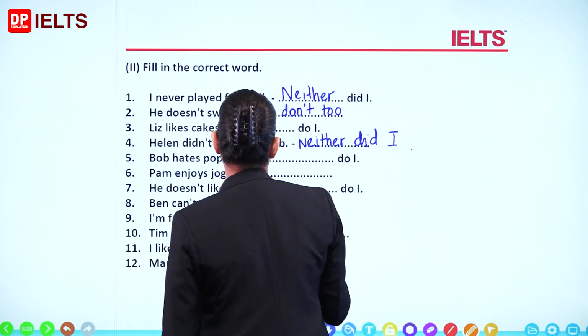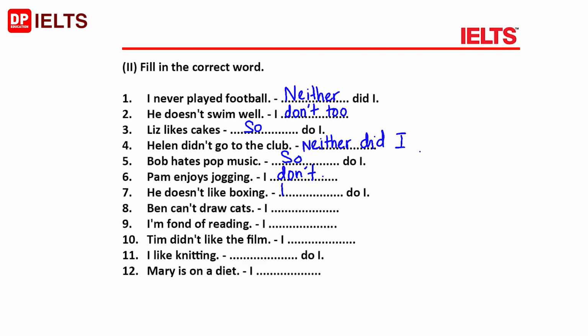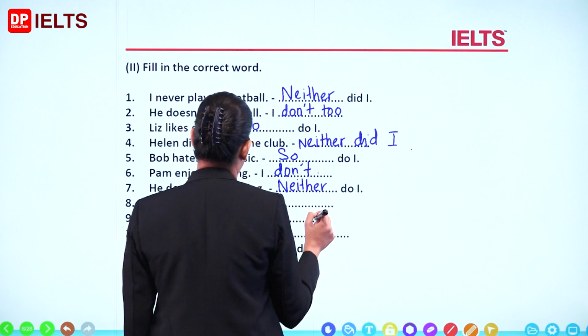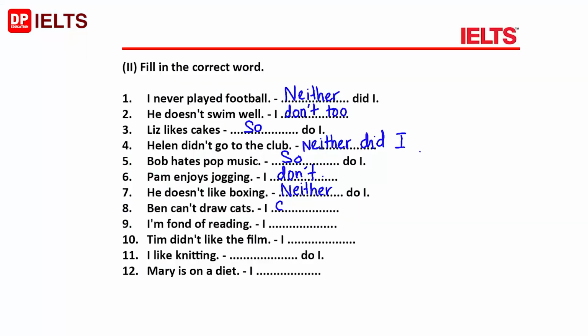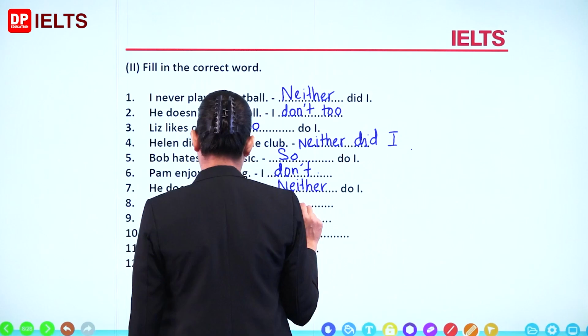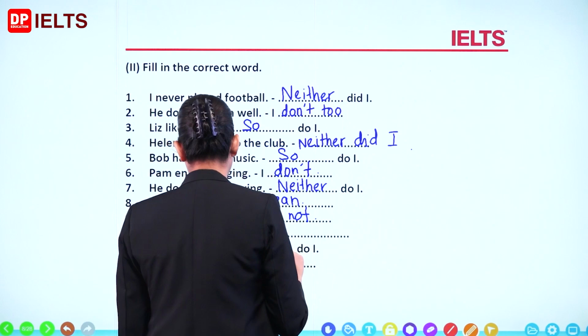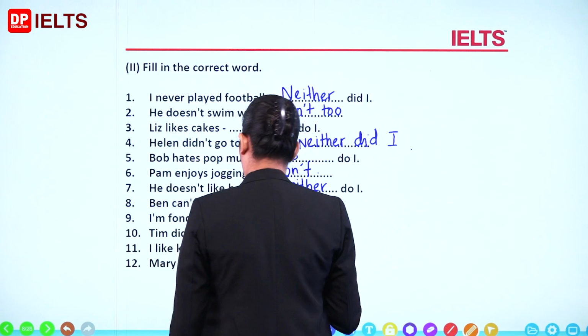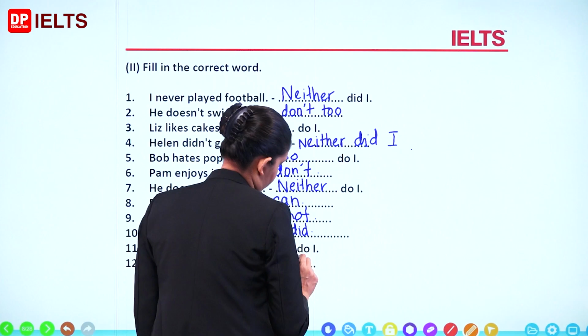Bob hates pop music, so do I. Pam enjoys jogging, I don't. He doesn't like boxing, neither do I. Ben can't draw cats, I can. I'm fond of reading, I'm not. Tim didn't like the film, I did. I like knitting, so do I. Mary is on a diet, I'm not. Right?